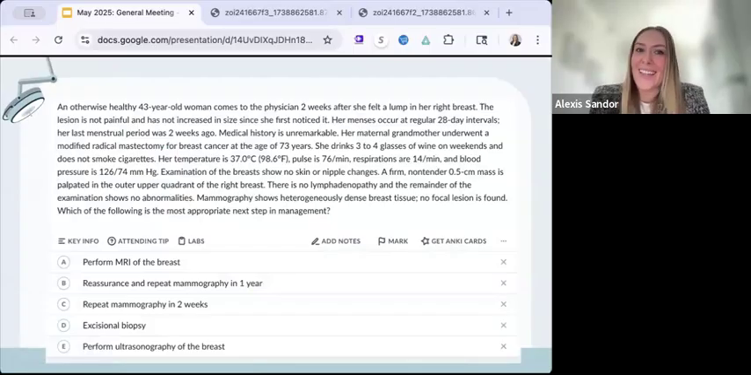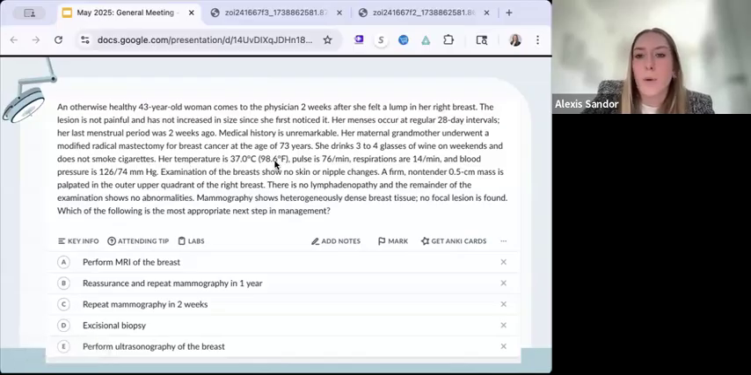the answer is. So, an otherwise healthy 43-year-old woman comes to the physician 2 weeks after she felt a lump in her right breast. The lesion is not painful and has not increased in size since she first noticed it. Her menses occur at regular 28-day intervals. Her last menstrual period was 2 weeks ago. Medical history is unremarkable. Her maternal grandmother underwent a modified radical mastectomy for breast cancer at the age of 73 years. She drinks 3 to 4 glasses of wine on weekends and does not smoke cigarettes.